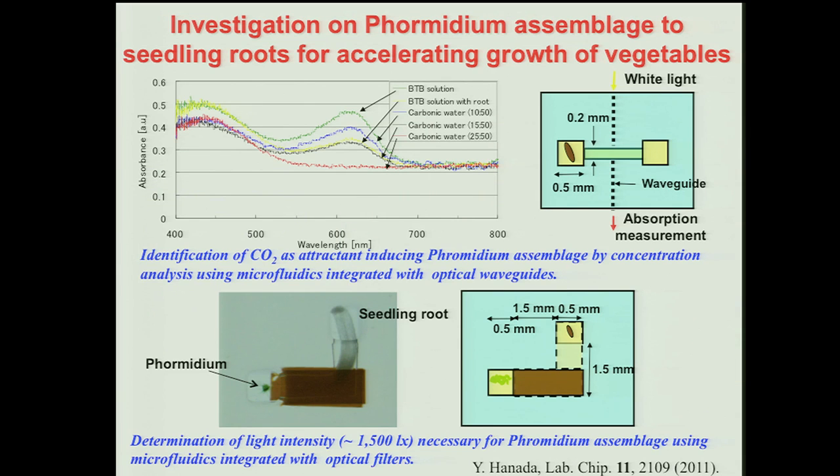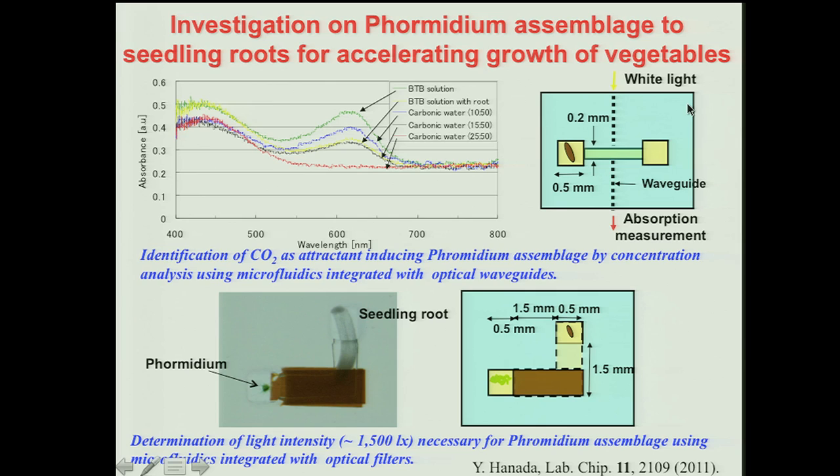One of the other experiments using the nanoaquarium is the investigation of the Halodynium assemblage to the seedling root. Halodynium is a cyanobacteria. This is the Halodynium. And this bacteria is very useful for agriculture because Halodynium can accelerate the growth of vegetables by gliding and finally assembling to the seedling root in the soil. However, the gliding mechanism was unknown.